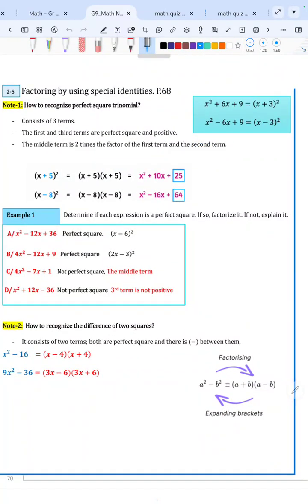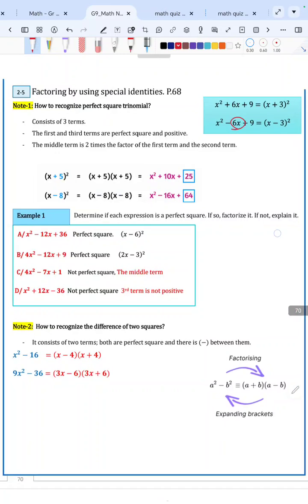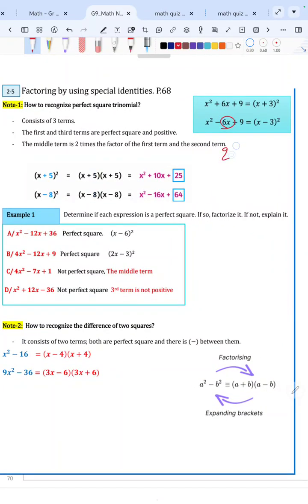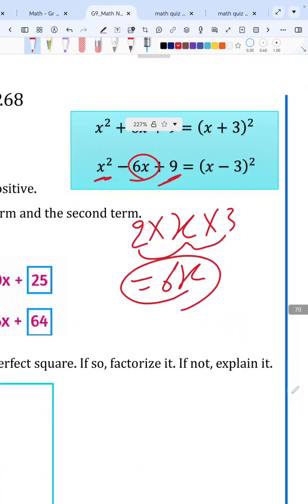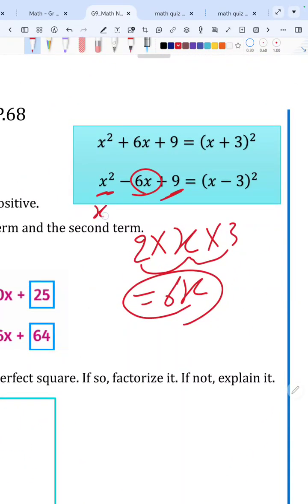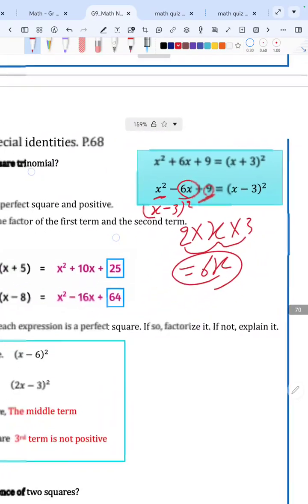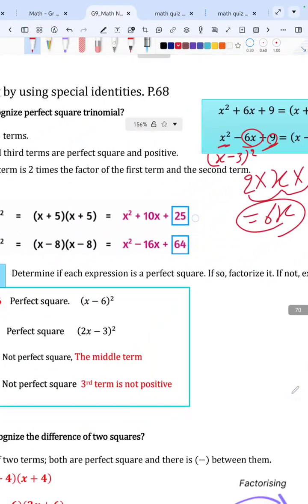For example, in this example, 6x has to come from 2 times the factor of the first one, which is x, times the factor of the last one, which is 3. 2 times x is 2x, times 3, it will be 6x. So it is correct. How can you factorize it? x turned back to x, negative positive, it will be negative. 9 turned back to 3 power 2. This is how you can factorize a perfect square trinomial.